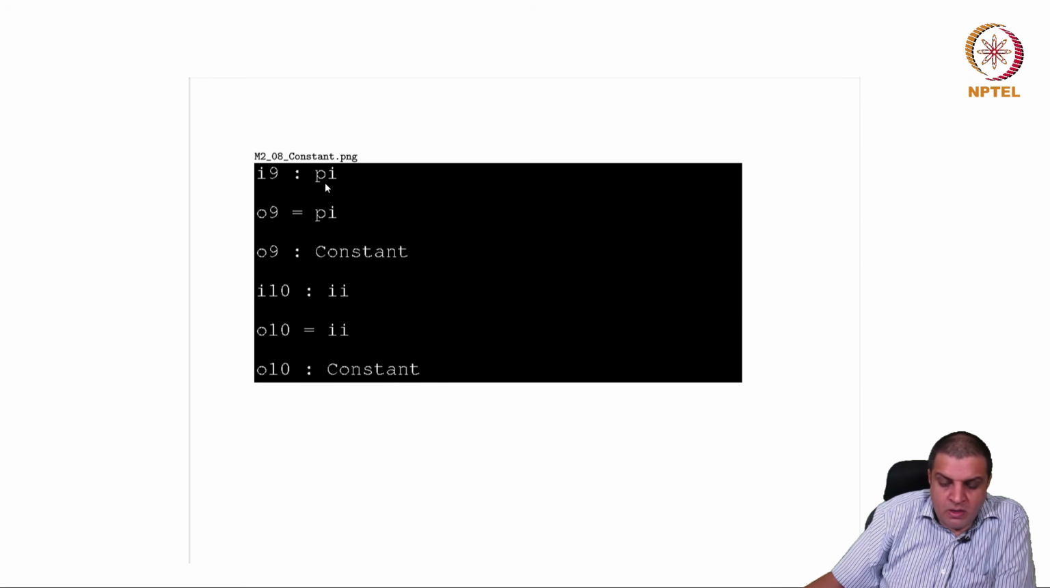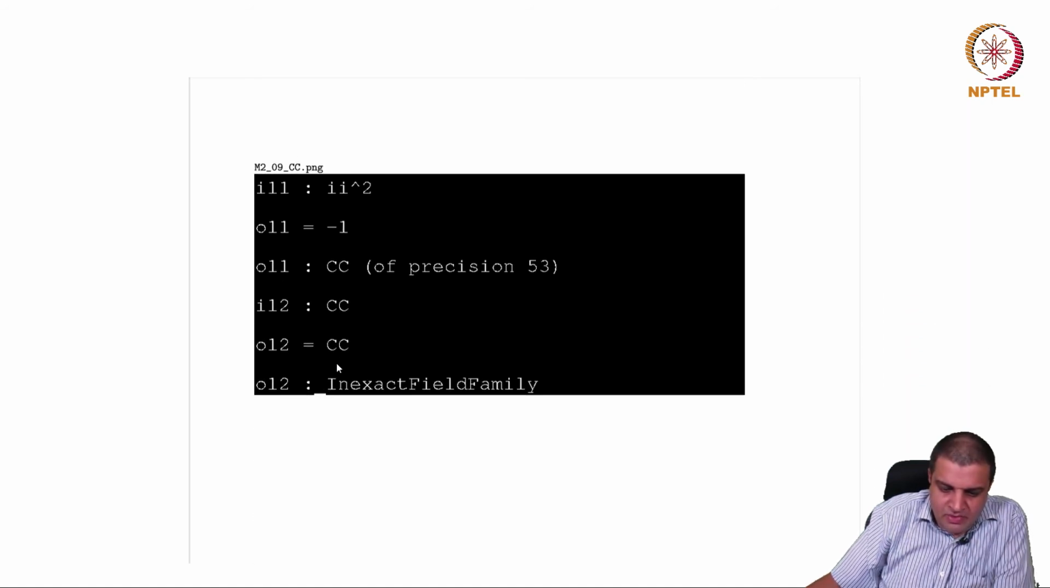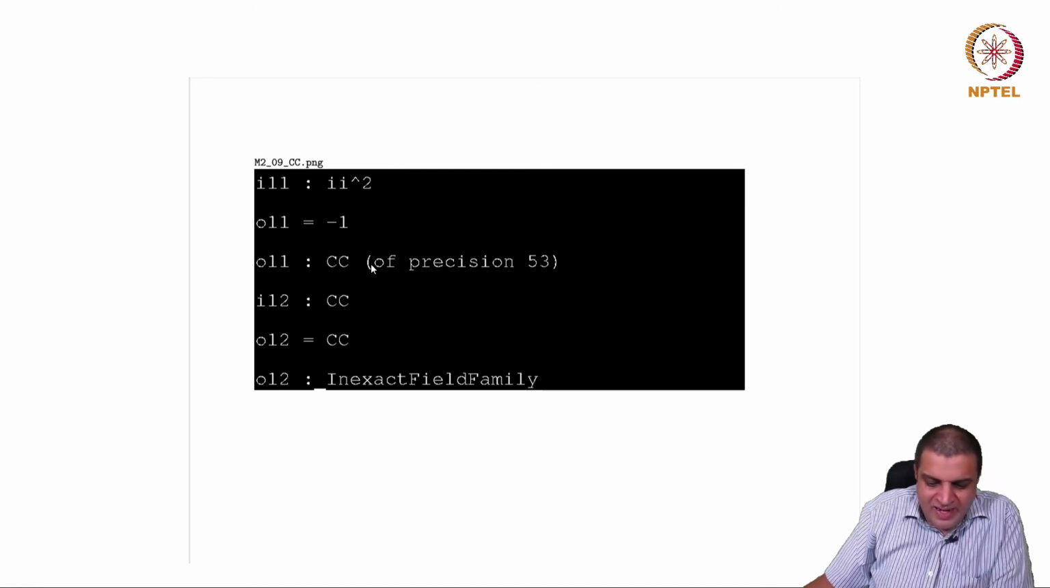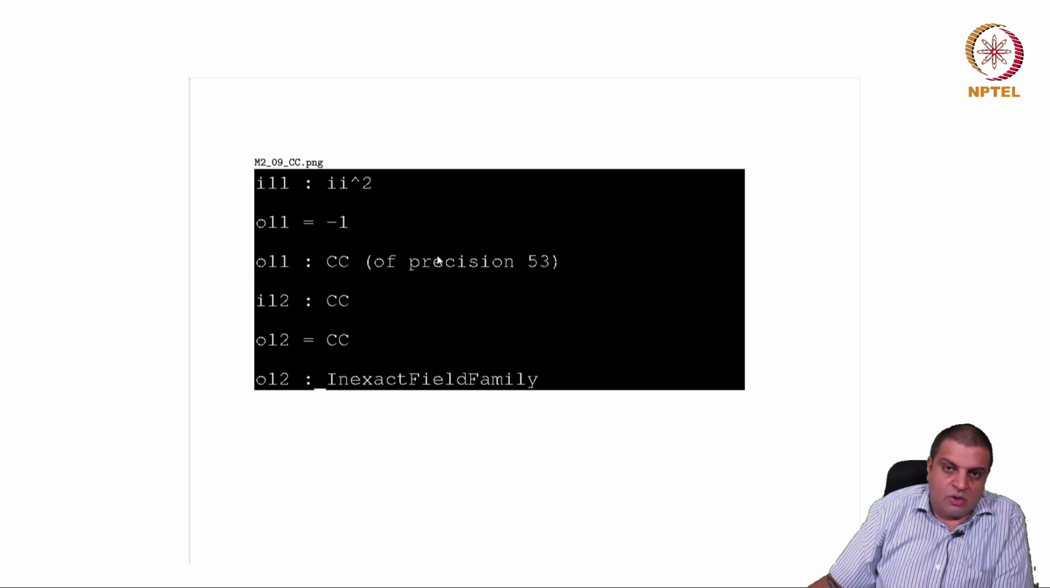Now I ask, what is pi? Then it says it's a constant. Then I ask, what is ii? That's also a constant. But what is ii? Let's check. I ask ii squared. So again, for each input line, it will put the corresponding output, and then it will tell you where the output lives. So ii squared is -1, and this -1 is not the integer -1. It is considered as a complex number. And again, same precision, for the same reason, complex numbers cannot be written in finite precision. And CC is again an inexact field family, exactly for the same reason as RR is.